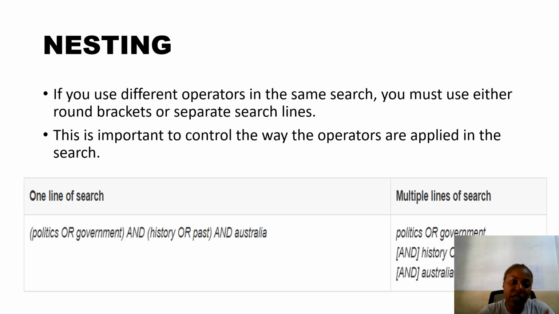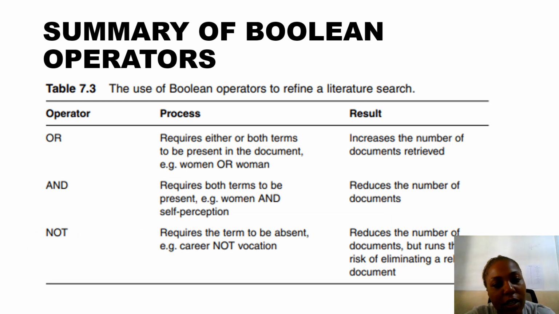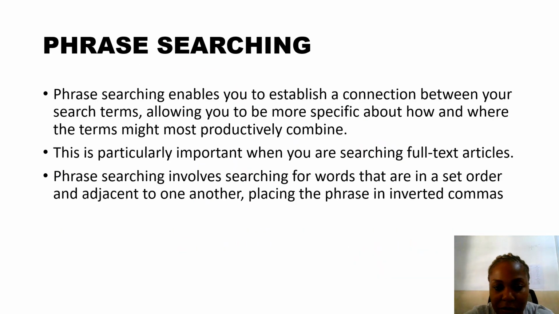This needs practicing. We can't just talk about it, we have to practice it. That's why I was saying when we meet, you bring your computer, then we do it together, right? Okay. Now let's move forward. So this is a summary of the Boolean operators: or, and, not. You read them, summary. Then phrase searching.